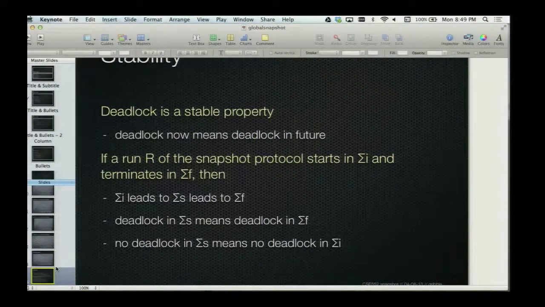Okay, so I begin by sending out a token. When does the snapshot finish? Tuesday. 42. You don't know. It depends on how long tokens take to propagate throughout the system.